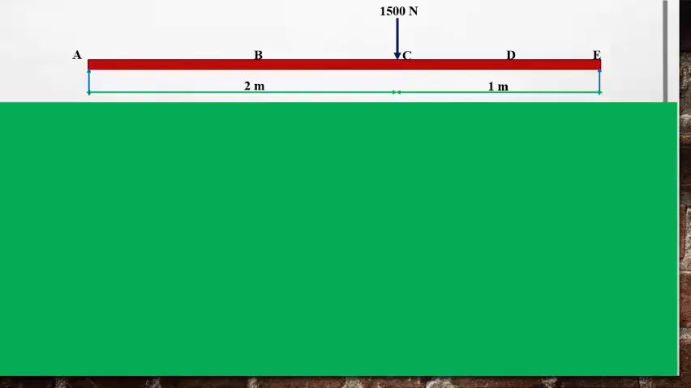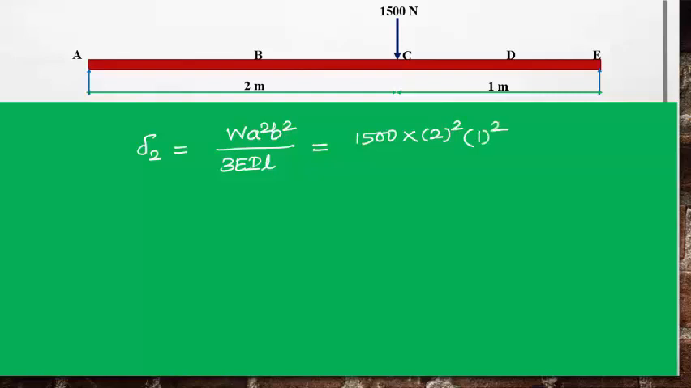This force is also not acting exactly at the midpoint of the beam, so we can use the formula for deflection due to this point load as W A square B square divided by 3EIL again. Here the load value is 1500 Newton. The distance of this force from the left support is 2 meter, so A is 2, and the distance from the right support is 1 meter, so B is 1, divided by 3 into Young's modulus value 200 into 10 power 9.